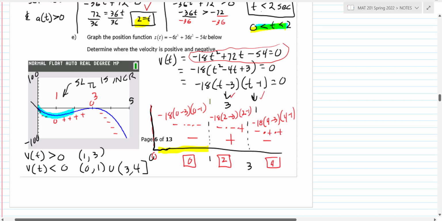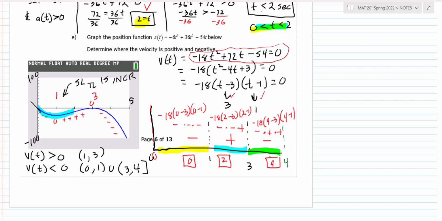There's between 0 and 1. There's between 1 and 3. And then there's 3 to 4, really. I think probably they wanted you to end this at 4. So you probably would want to use a different test point than I did here. But this works fine if you do this then.